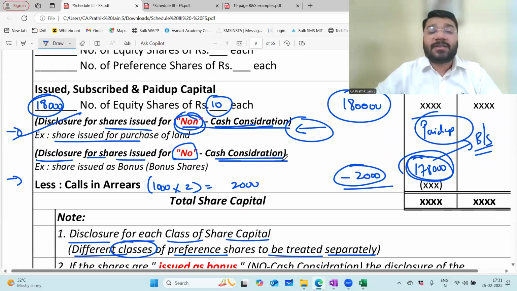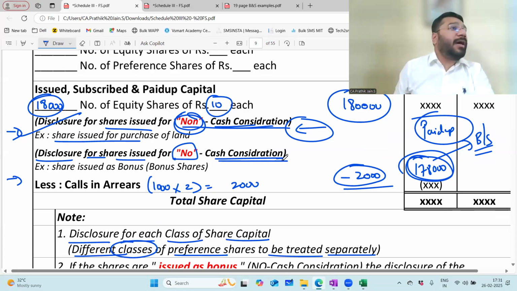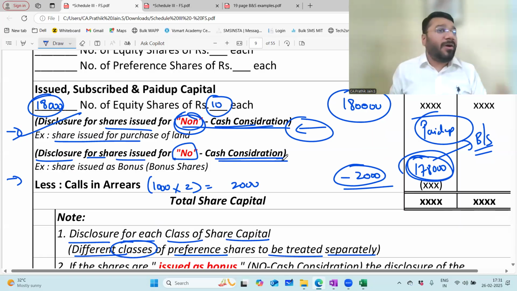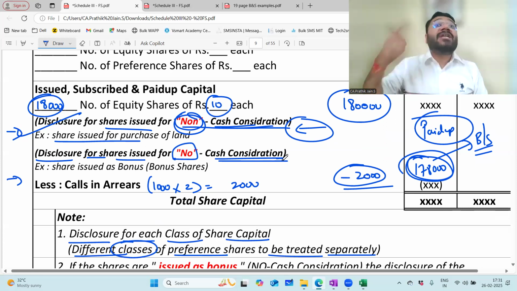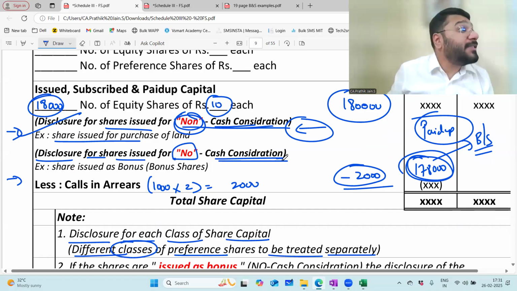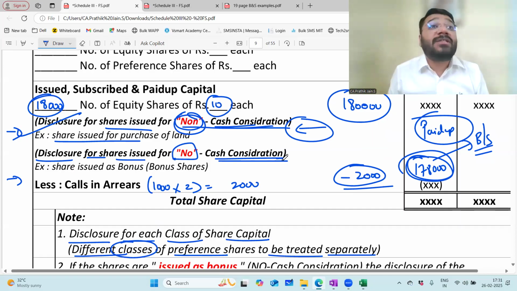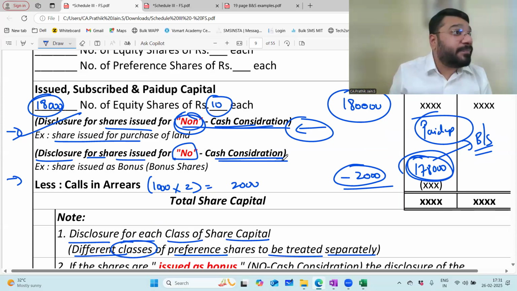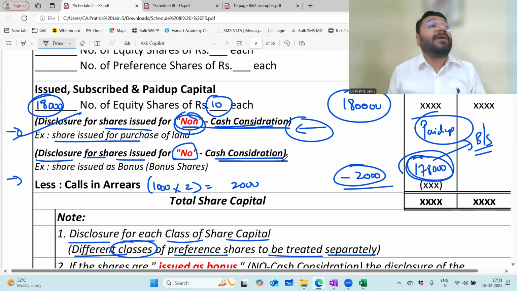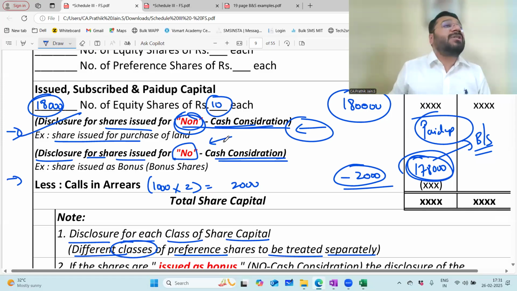What is bonus issue of shares? The company is issuing additional shares to the existing shareholder, absolutely free of cost. Bonus share is the issuing of additional shares to the existing shareholder free of cost. We're not charging anything; I'm giving extra shares to my existing shareholder and not charging any money from them. This is called capitalization of reserve. All these points I'm recapping one more time. This is called no cash consideration.